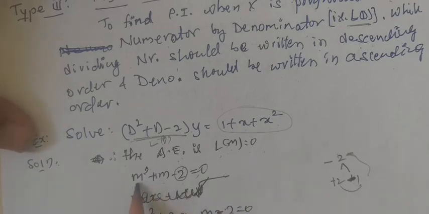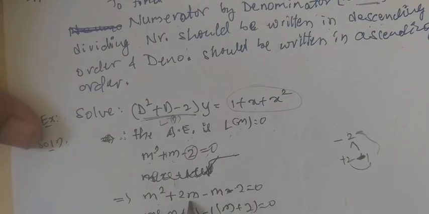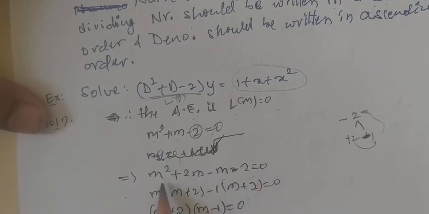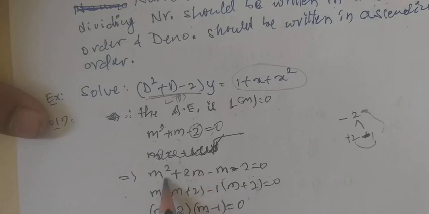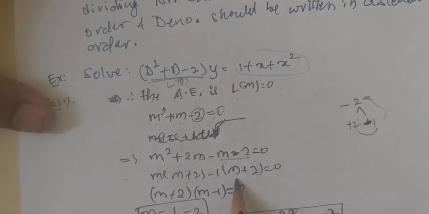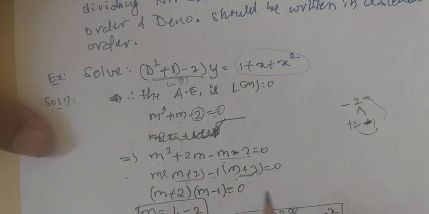Now we can rewrite this as m square + 2m - m - 2 = 0. From the first two terms, let us take m common, and it can be written as m(m + 2). From the last two terms, we take minus 1 common, and it can be written as -1(m + 2). Now m + 2 is the common factor. Take that outside; from the first term m remains, from the second term minus 1 remains, so you can write it as (m + 2)(m - 1).